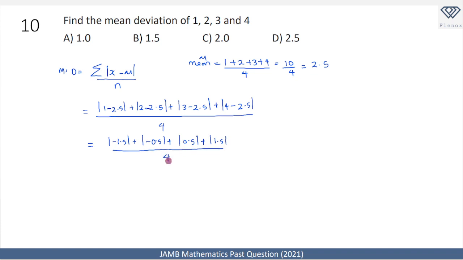As you can see, these are absolute values, so the negative values become positive. The absolute value of minus 1.5 is 1.5. The absolute value of minus 0.5 is 0.5. The absolute value of 0.5 is still 0.5, and the absolute value of 1.5 is 1.5. So we have this over 4. 1.5 plus 0.5 plus 0.5 plus 1.5 gives me 4, and when I divide that by 4, I get 1. So the mean deviation of 1, 2, 3, and 4 is 1, and that makes A the correct option.